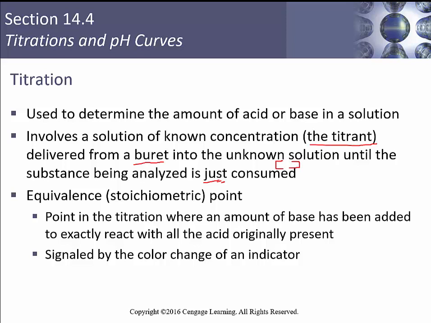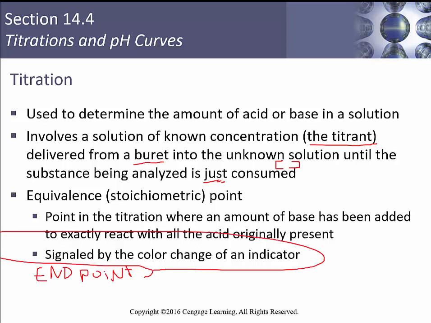The equivalence point or stoichiometric point is the point in the titration where the stoichiometrically equivalent amount of base has been added to exactly react with all the acid originally present, or vice versa. And the endpoint is signaled by the color change of the indicators. Note that these are two different terms. You've got endpoint and you've got equivalence point. Equivalence point is talking about stoichiometry, and endpoint is talking about color change in an indicator, and they are not the same thing. Right? We want them to ideally be very, very close to each other, but they're not the same thing.